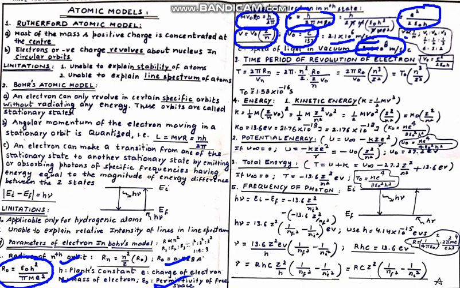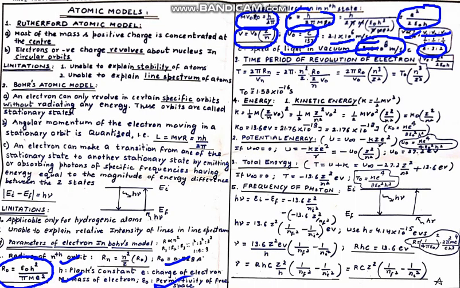So v is proportional to 1 by n. So if we compare the speed of electrons in different orbits, then it will be 1:1 by 2:1 by 3, which is 6:3:2. These are the ratios of speeds. That means larger the distance from the center, lesser will be the speed.